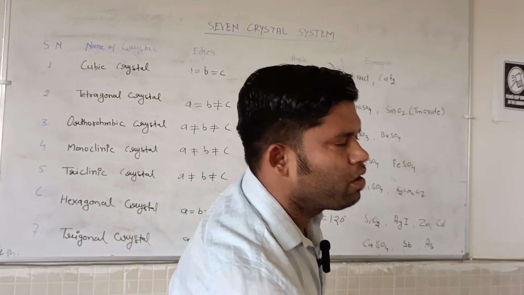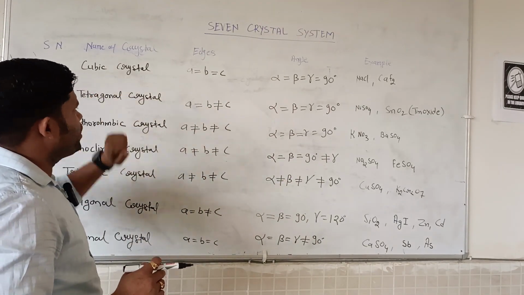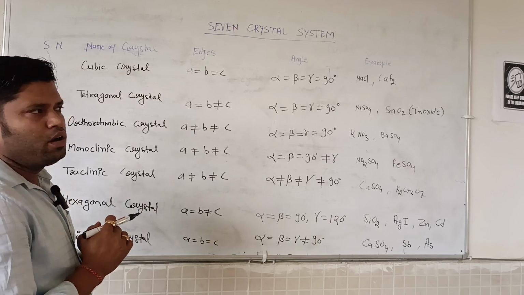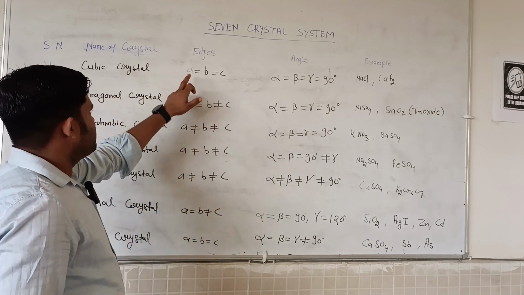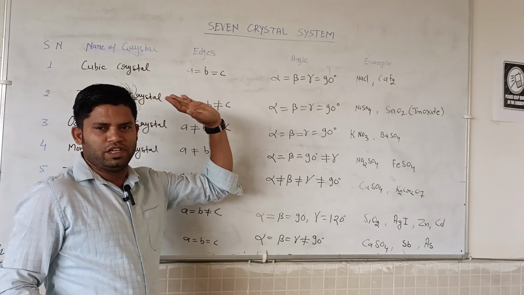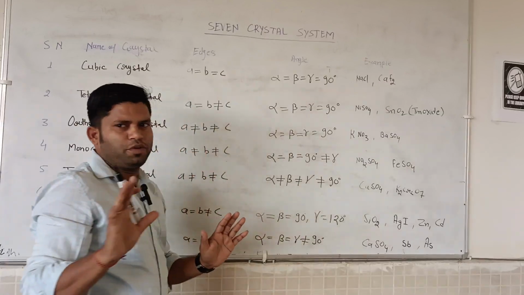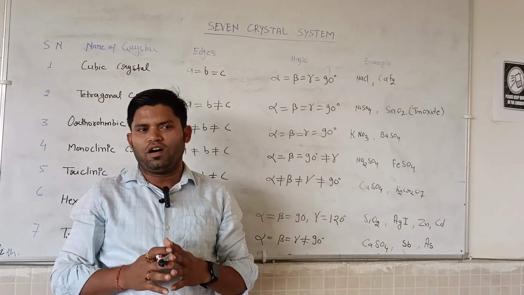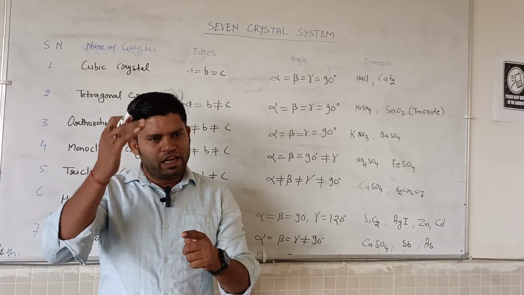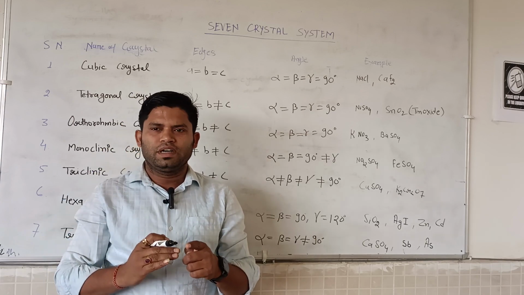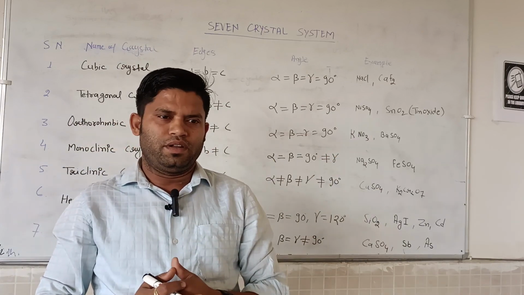Okay. Now come to the edges. In cubic crystal, the edges are the same. That is, a equals b equals c. Is it crystal clear? Now, first of all, we see all the edges of all the seven crystal systems. First, we see the name of the crystal. Second, the edges of the crystal. Then the angles of the respective crystal, and last, examples.